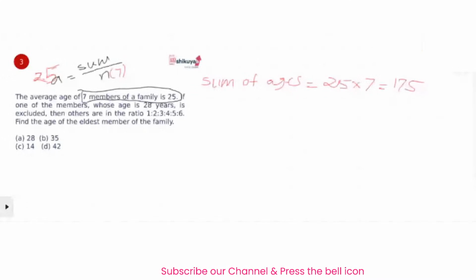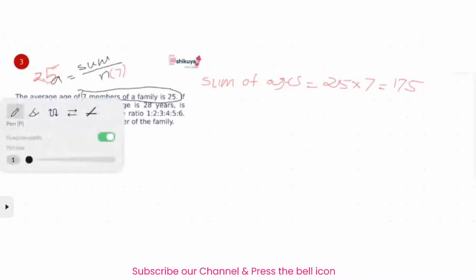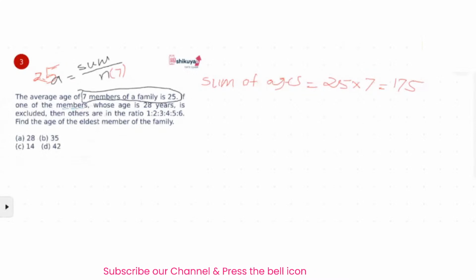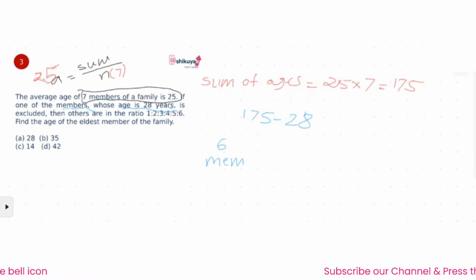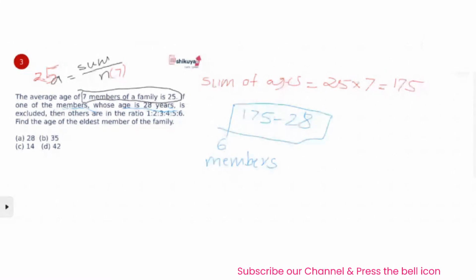One of the members whose age is 28 years is excluded. So what they have done, they have excluded a person whose age is 28 from this particular family. So finally, now the family is of 6 people. The family has dropped down to 6 members because they have excluded a person whose age is 28.